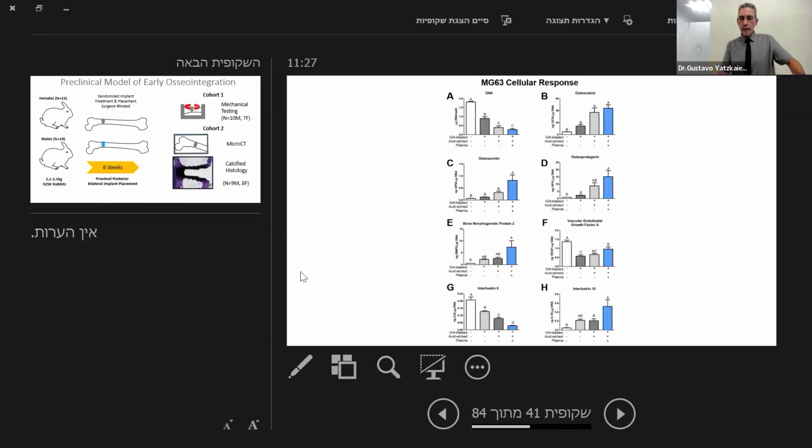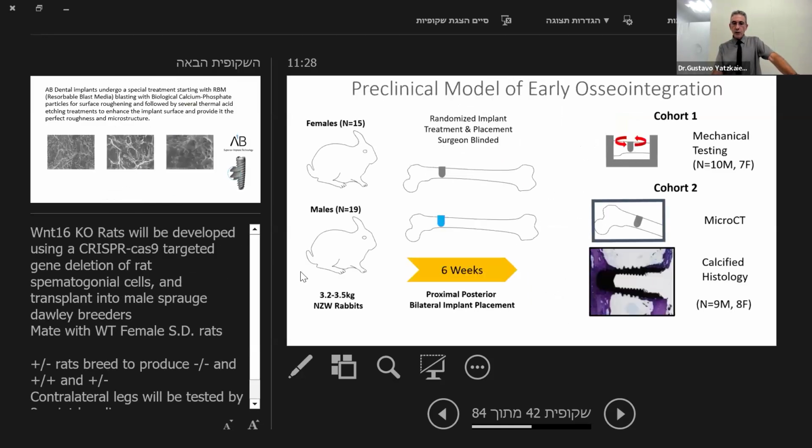Chemically and biologically, we can see in graph A that the cellular proliferation decrease is very good. We can see also that osteocalcin, osteopontin, osteoprotegerin, and the BMPs increase, and also the vascular endothelial growth factor increases. This means that the osseointegration was improved.